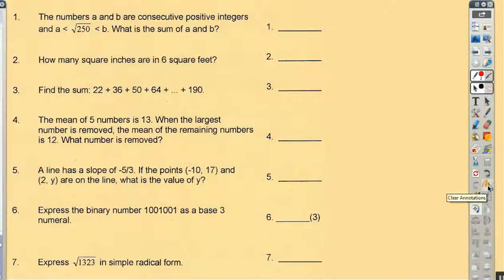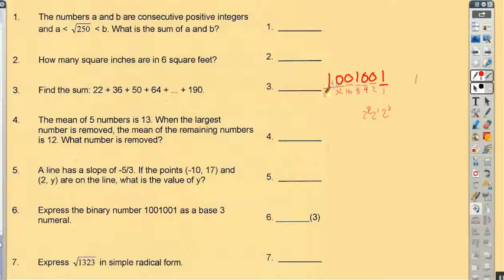Okay. All right, number 6. Express the binary number as a base 3 numeral. All right, the world runs on 1s and 0s. It really, really does. So this is 2 to the 0, which is 1. This is 2 to the first, which is 2. This one is 2 to the second, which is better known as 4. And the pattern will continue. 4 times 2 is 8. 8 times 2 is 16.